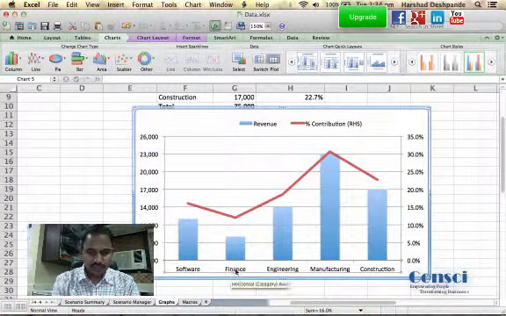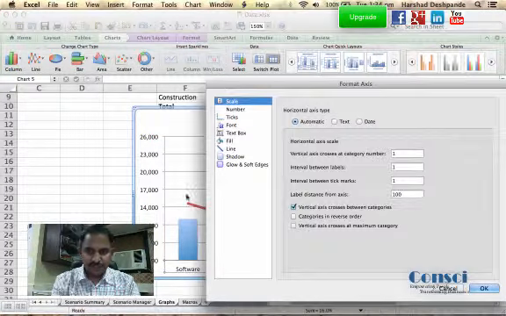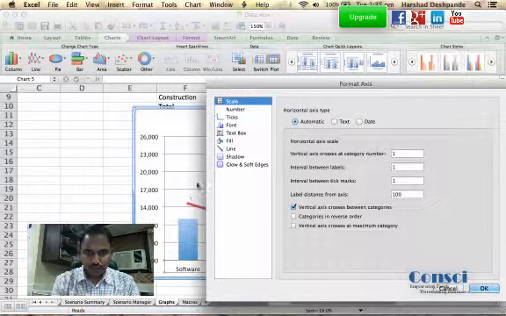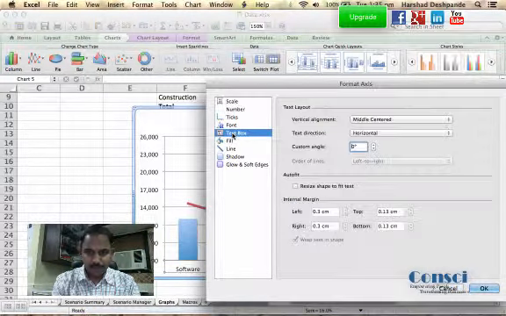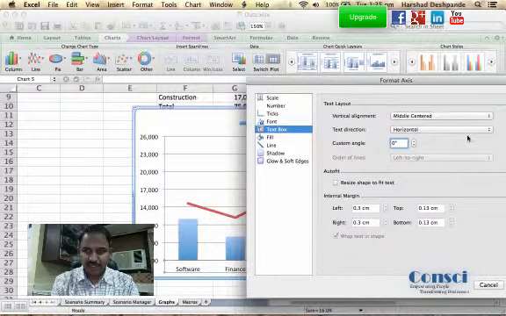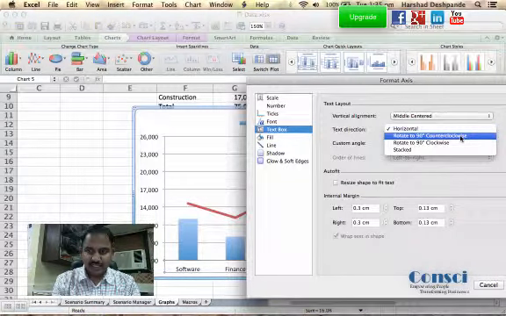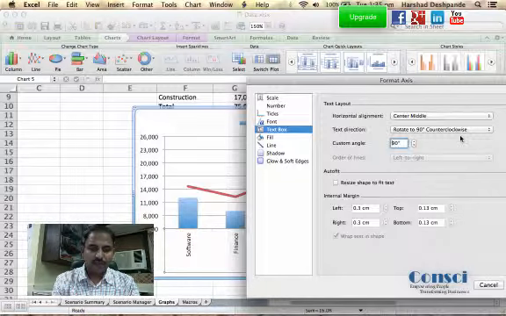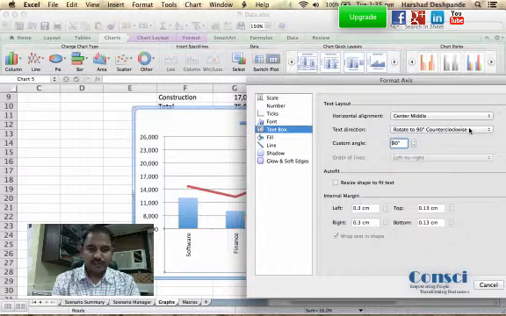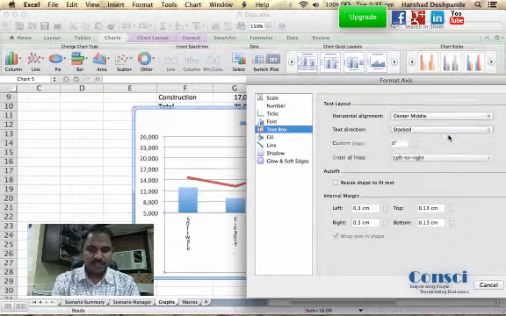Now next is looking at this horizontal axis. Okay, now horizontal axis, go to format axis, and one specific thing that I would like to share with you, which is the alignment. Okay, so let's keep it at middle center, and then we look at the text direction. Currently it is horizontal, I say it is rotate 90-degree clockwise, and you will see it will change the way it is getting reflected, anti-clockwise.